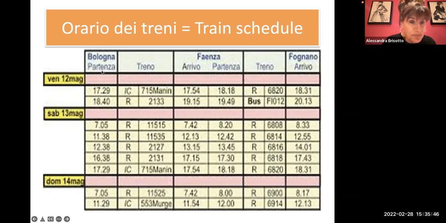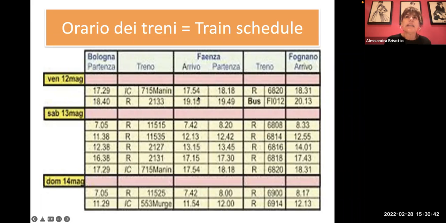Partenza means departure. For the official times, we will learn this in the next unit, we use the 24-hour clock. So 1729 is the departure. The train is an intercity, a fast train. This is the number and the name of the train. And the arrival time in the city of Faenza is 1754, that is 5:54 p.m. And then the train leaves again. The departure is at 8:18. You have to change train because it's a regional train, a slow train. And this is the number of the train and l'arrivo a Fognano.